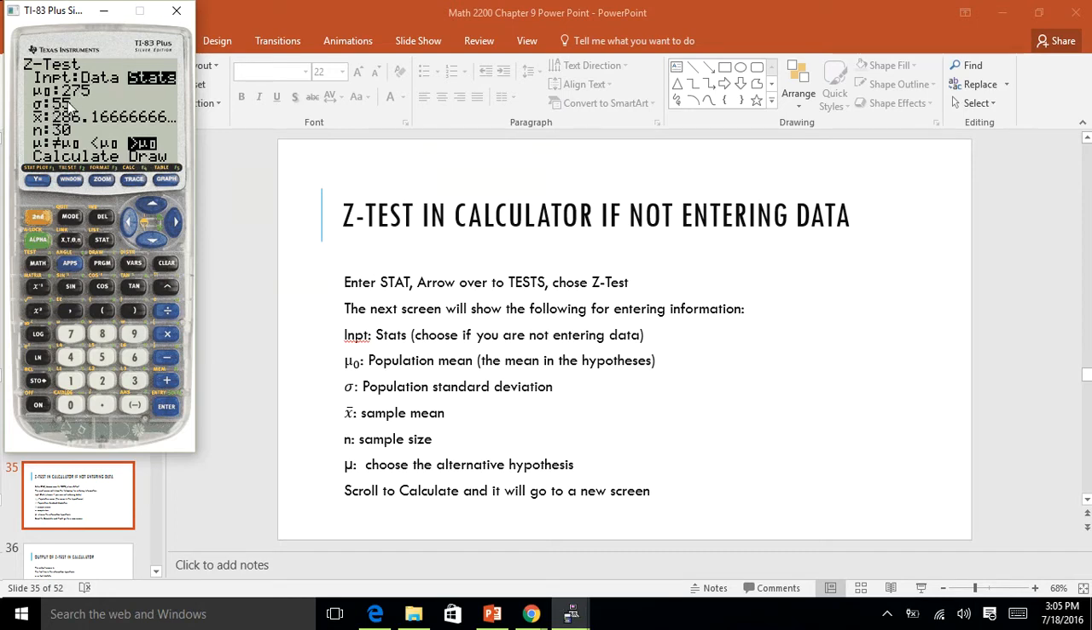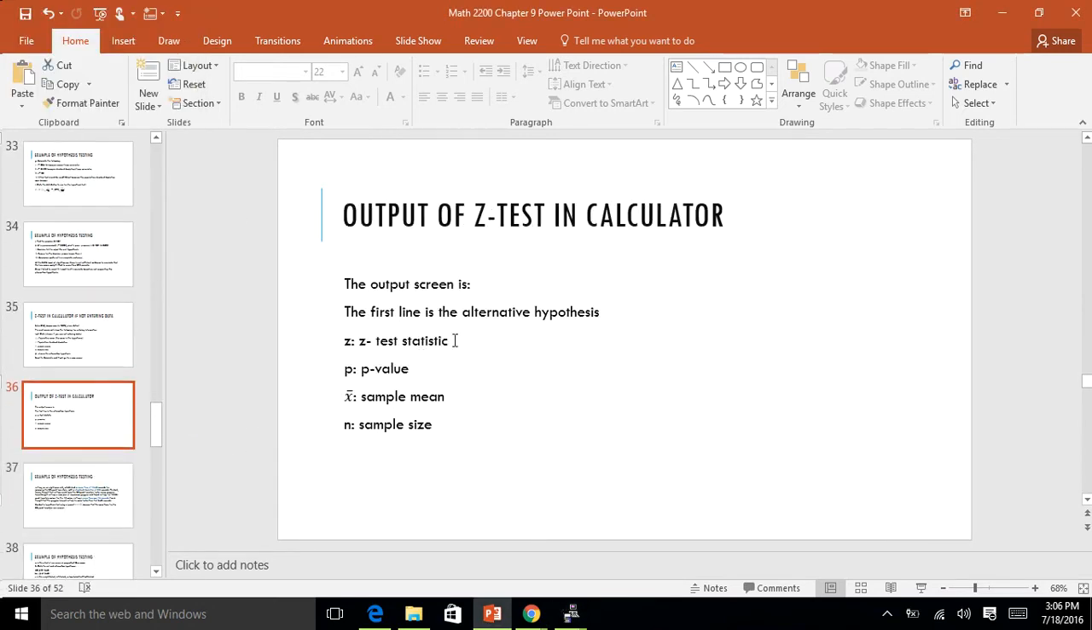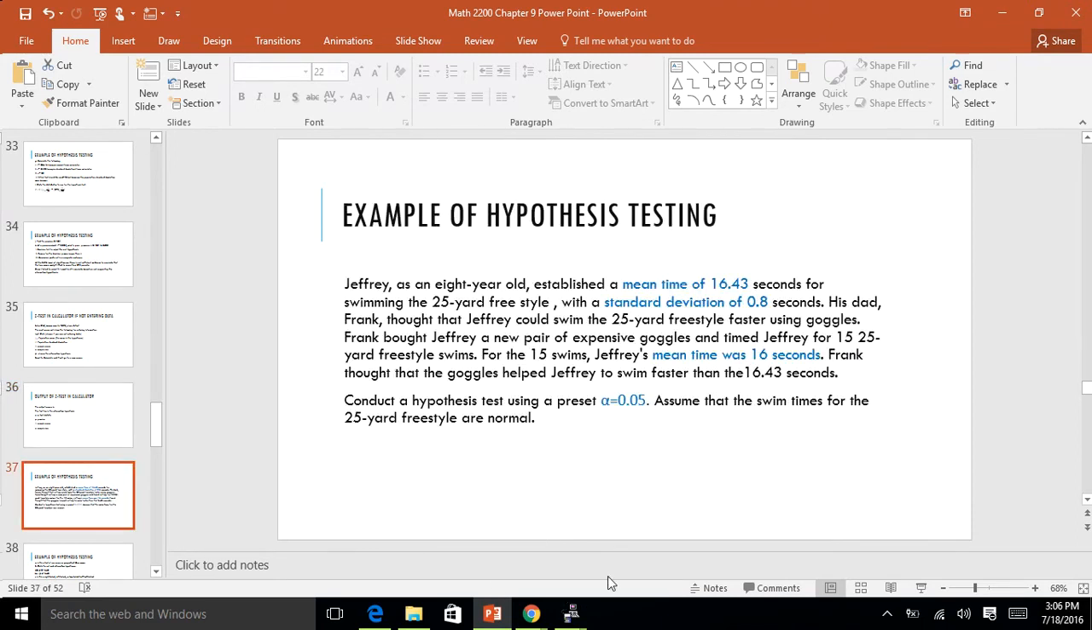What I actually get is population mean, population standard deviation, sample mean, sample size, and again, the sign that goes with my alternative. The output will be the same as before. I'll get my z-value, my p-value, my sample mean, and my sample size. So let's do an example.